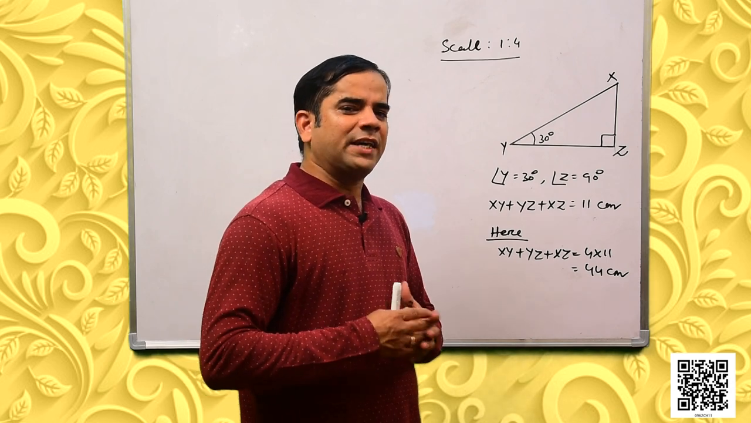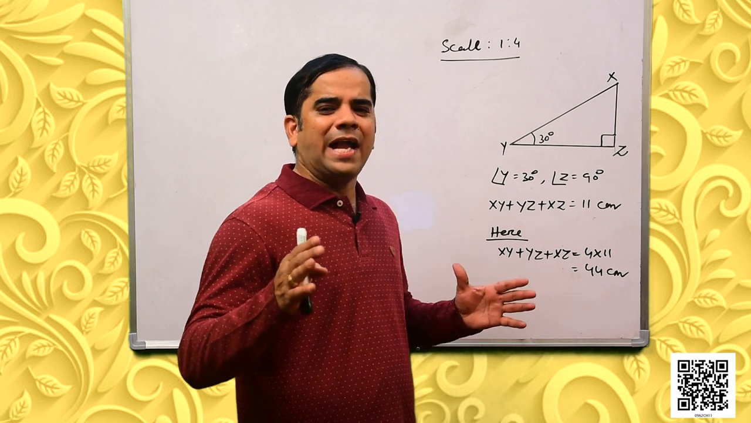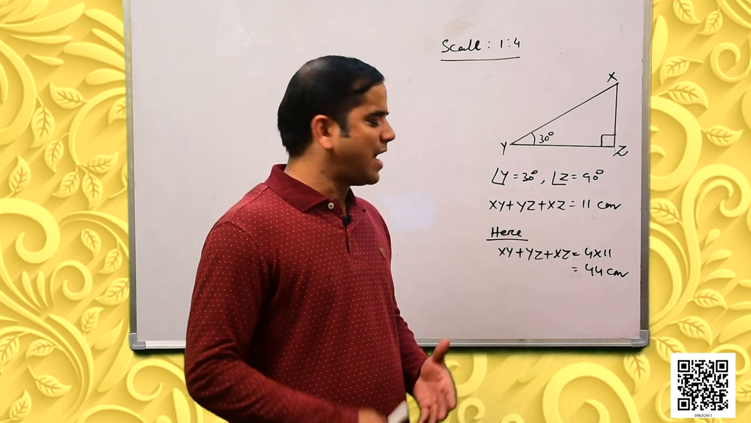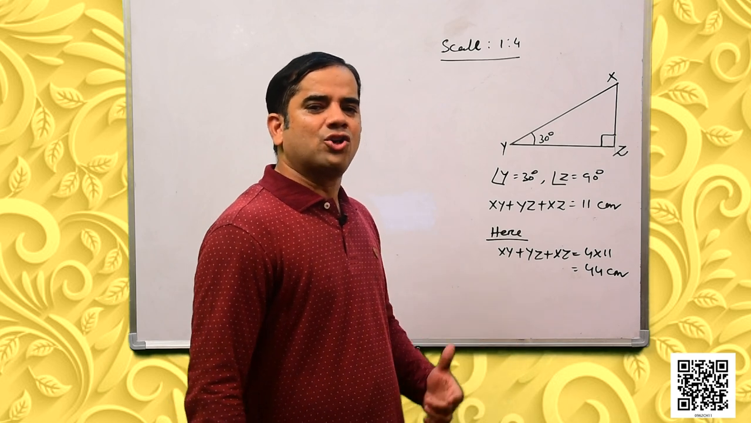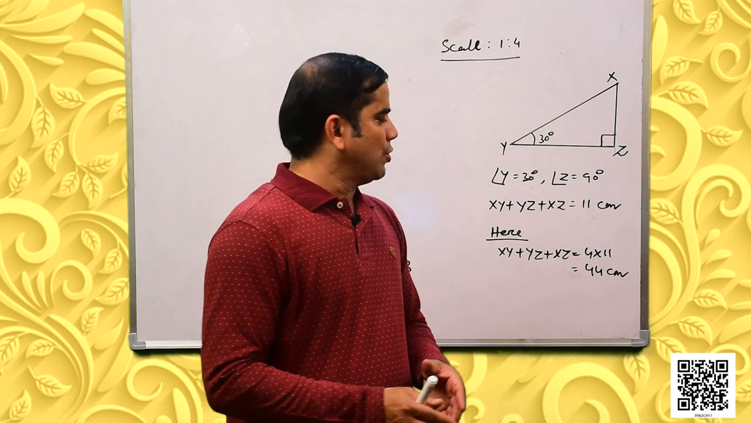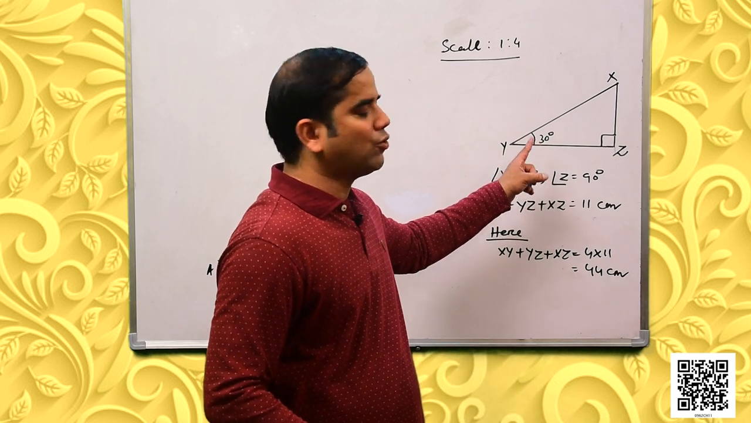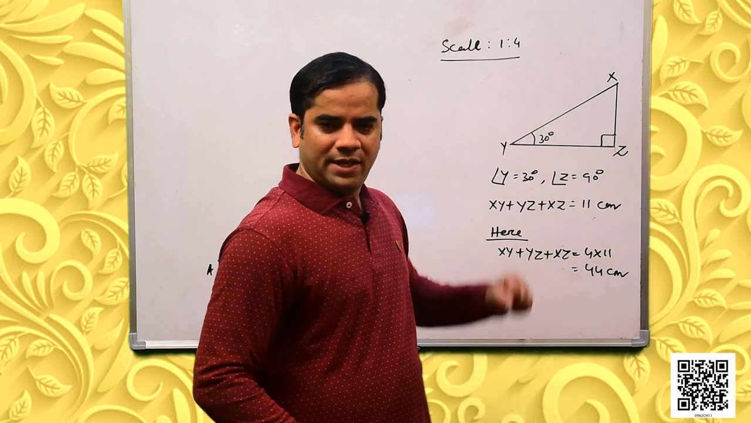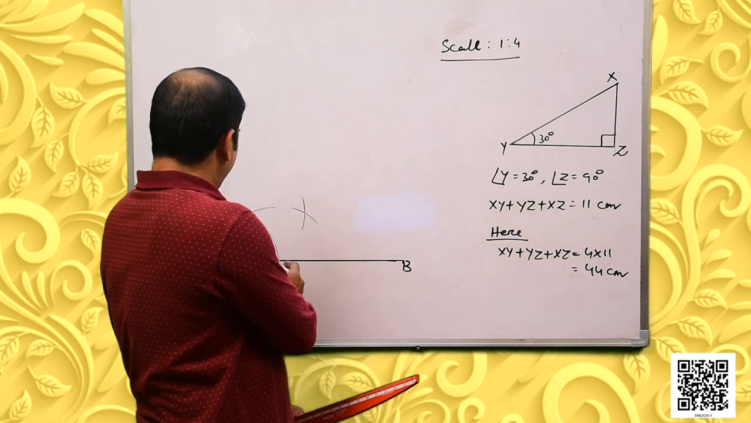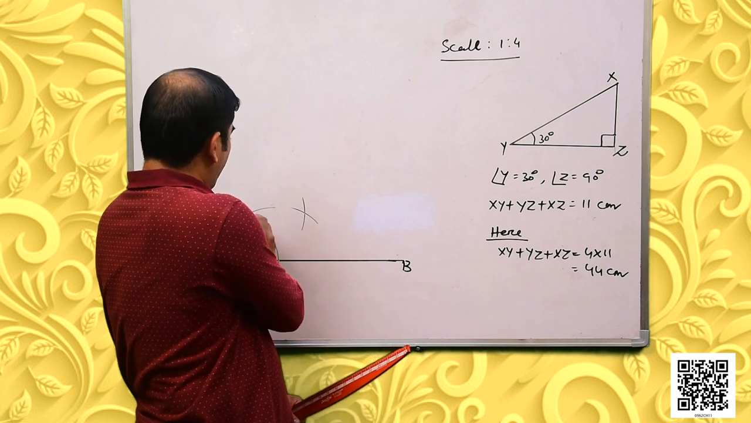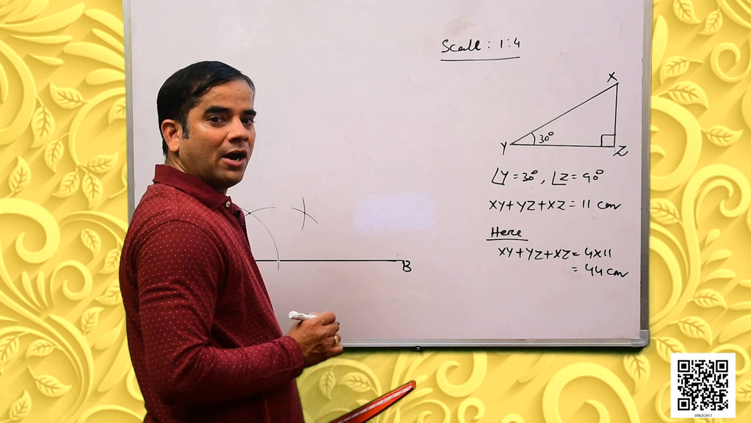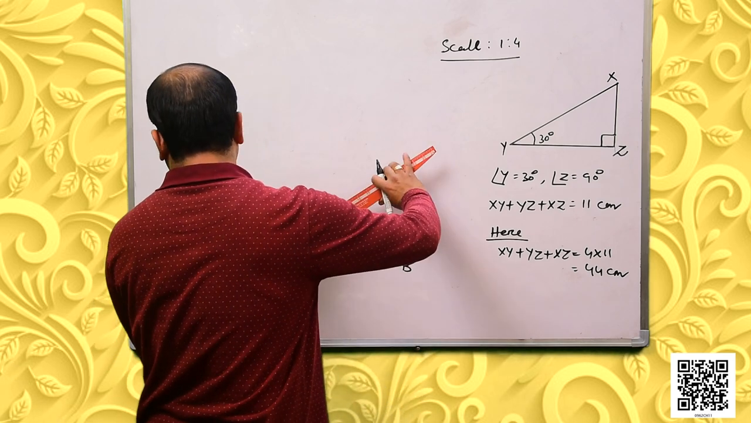To construct this triangle, first of all, we will have to draw a line segment AB equal to the perimeter of the triangle, that is 11 centimeter in your case and 44 centimeter in my case. So I am going to draw the line segment AB of length 44 centimeter. Now at A, I am going to construct the same angle, 30 degree, as for XYZ. So angle A will be the same as angle Y, that is 30 degree. I have got the bisection point of the main arc for 60 degree and then I have bisected this arc to get the point for 30 degree. So let me join these two points.